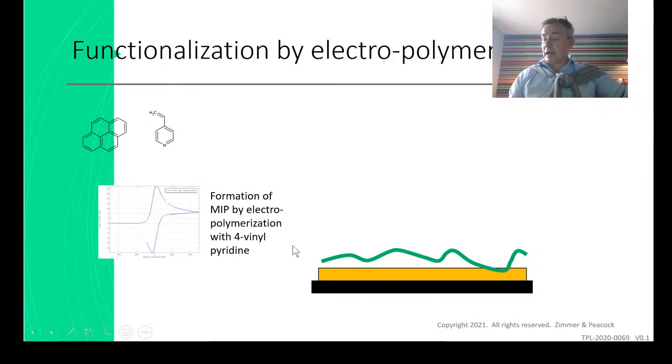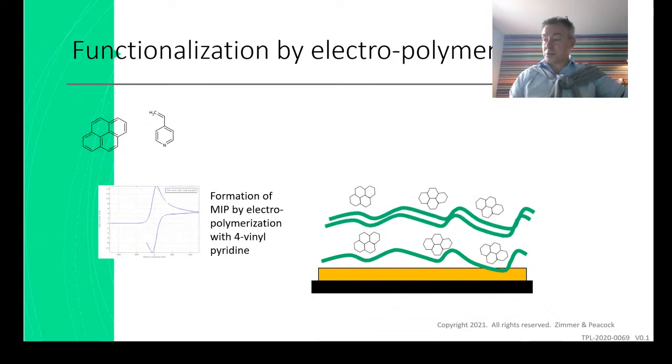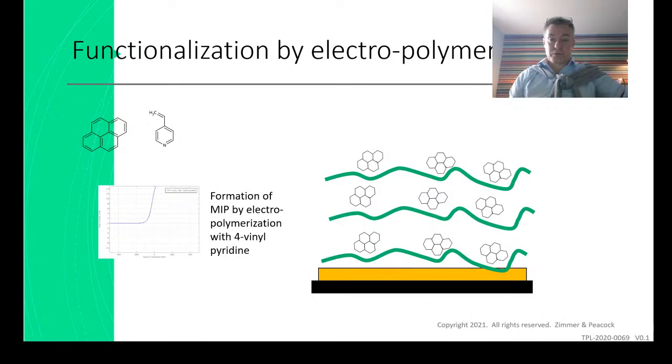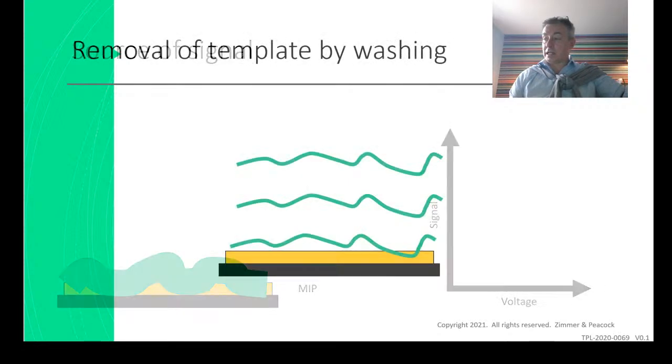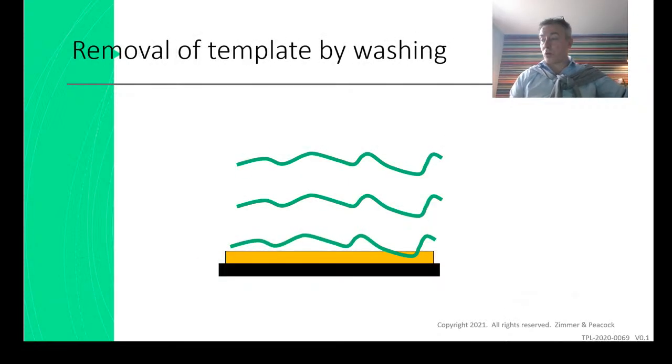So back to the MIPs question. So take your gold electrodes, take your solution of 4-vinyl pyridine in the presence of phenanthracene. Every time you do a cycle, you should build up a bit of a MIP layer. And I've put the cartoon here. And then obviously wash out the MIP layer, and you will have essentially a polymer with pores in it.